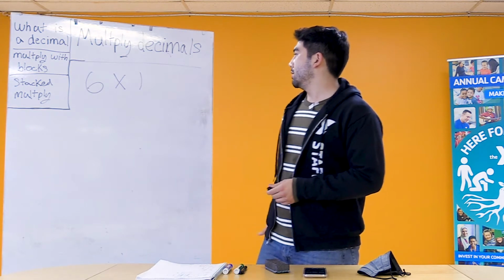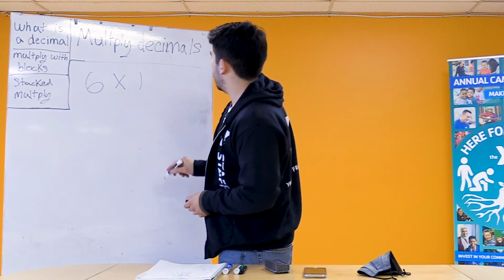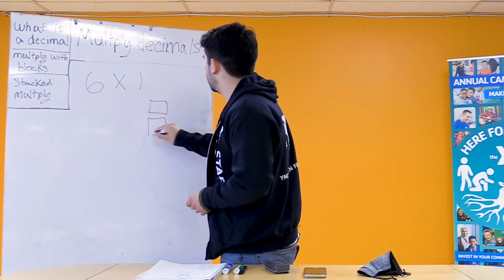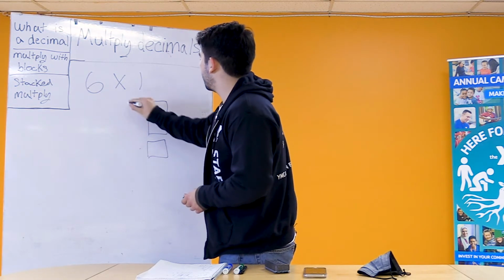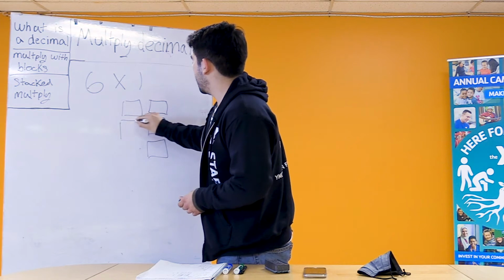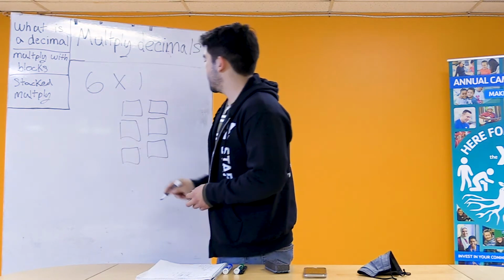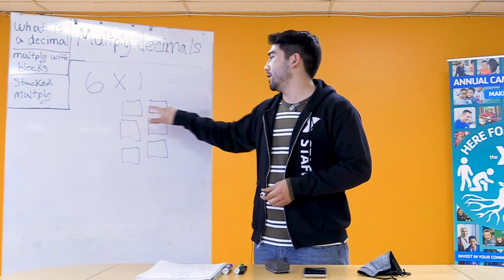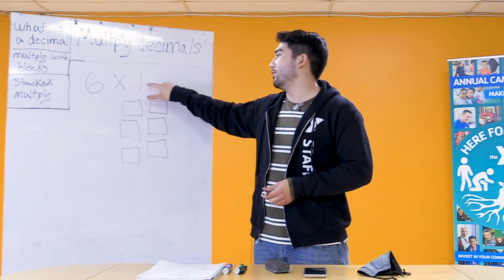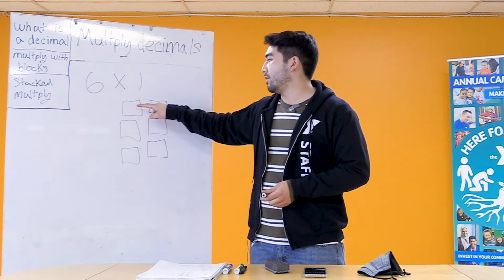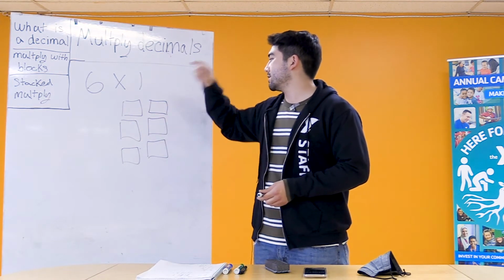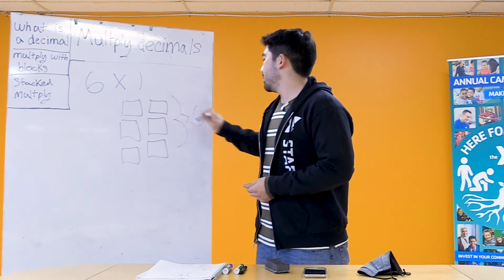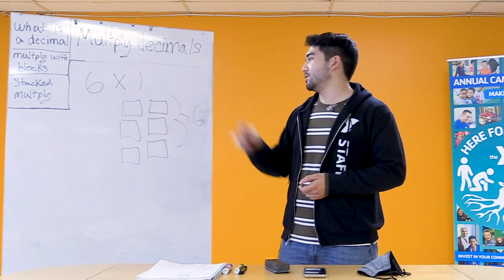Right next to it, I'm going to go ahead and draw 6 blocks. 2, 3, 4, 5, and 6. Basically what I did is I made 6 groups, 1, 2, 3, 4, 5, 6, of 1. So we're going to count all our boxes, 1, 2, 3, 4, 5, 6, and that's going to equal a total of 6. So 6 times 1 equals 6.